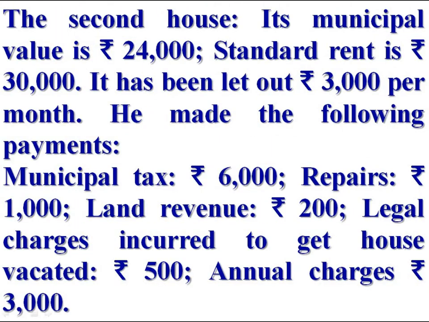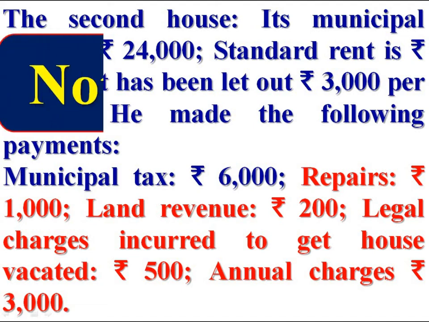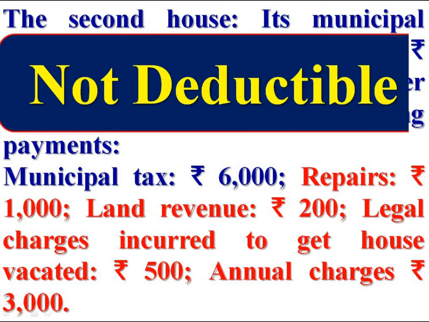In this problem, we are given repairs rupees 1,000, land revenue rupees 200, legal charges incurred to get house vacated rupees 500, and annual charges rupees 3,000 in respect of the second house. The actual amount of repairs, the land revenue, legal charges to get house vacated, then annual charges. These are not deductible while computing income from house property.